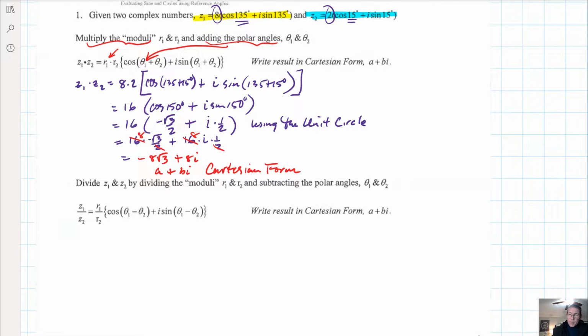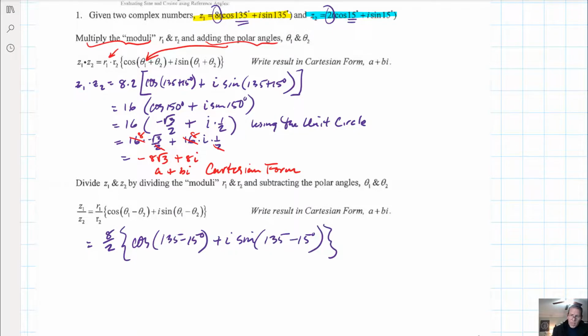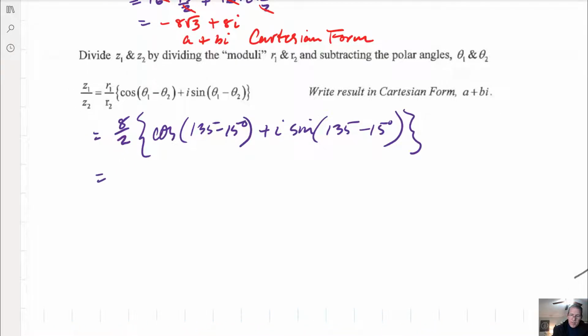Now dividing z1 by z2, the same two numbers up top, but this time we're going to divide. We have to divide the moduli, r1 divided by r2, so I take 8 divided by 2 times cosine of the difference between the angles. So I take 135 minus 15, plus i times the sine of 135 minus 15. Okay, so now let's get started. 8 divided by 2 is simply 4 times cosine of 120 plus i times the sine of 120.